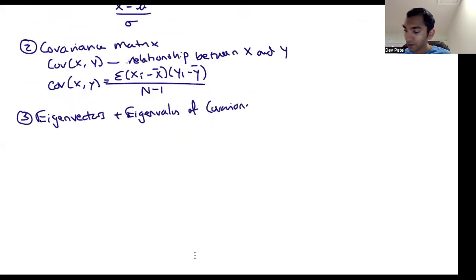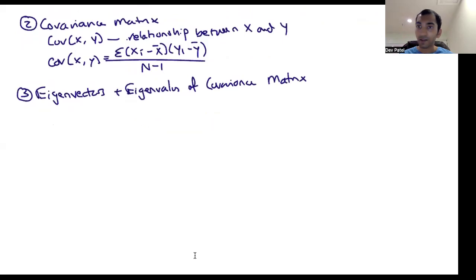And eigenvectors, you can think of them as whenever you multiply a matrix by its eigenvector, the transformation that you get from that vector is only in magnitude. So when you multiply the matrix by its eigenvector, you will essentially multiply the vector by a scalar value.